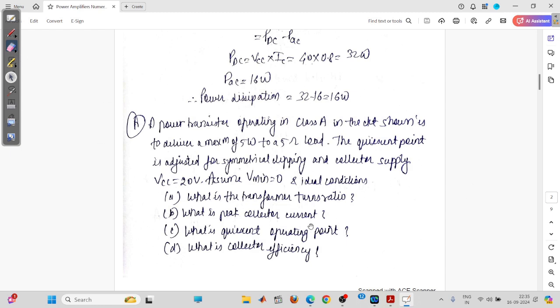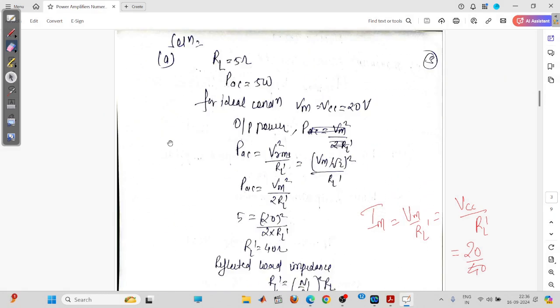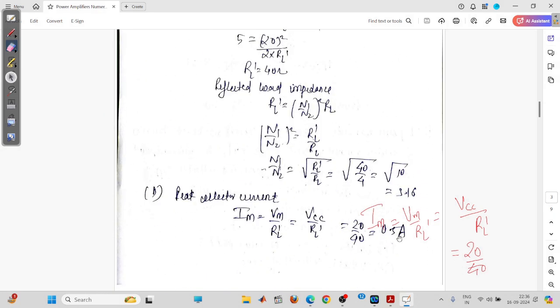Peak collector current is IC only. So you can easily calculate peak collector current. Peak collector current means when peak voltage is applied upon RL dash. Why have we taken RL dash? Because everything is on the secondary and primary only. So VCC upon RL dash, so 20 upon how much, I got that as 40. So this value is 0.5 ampere.